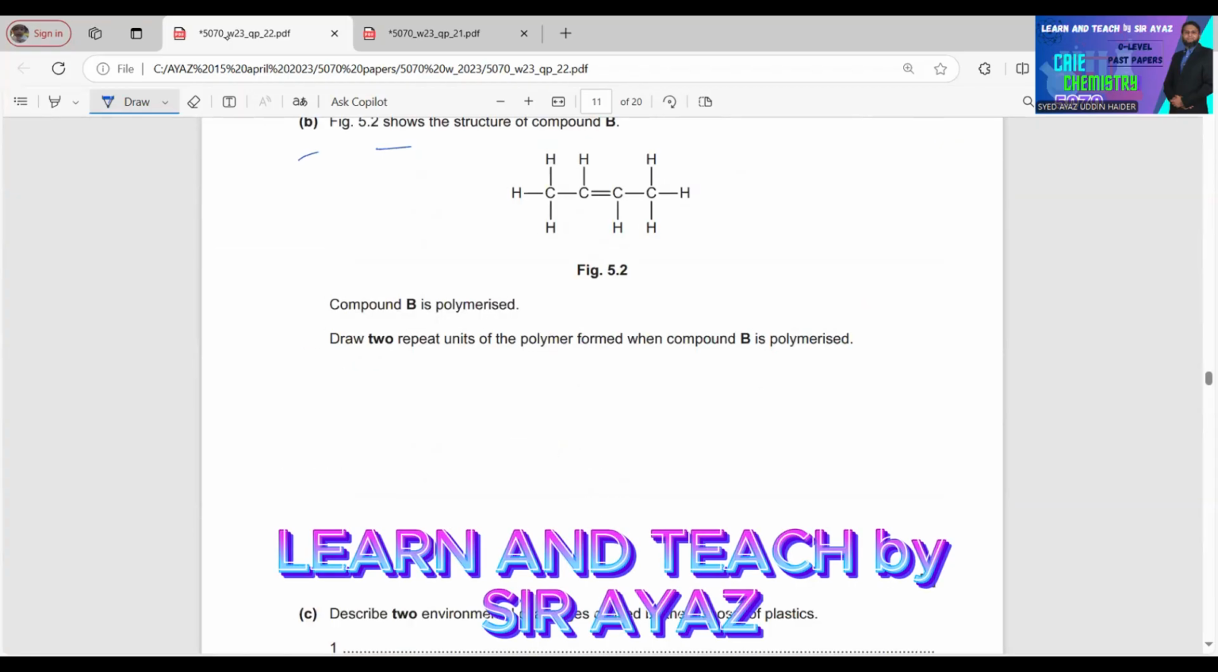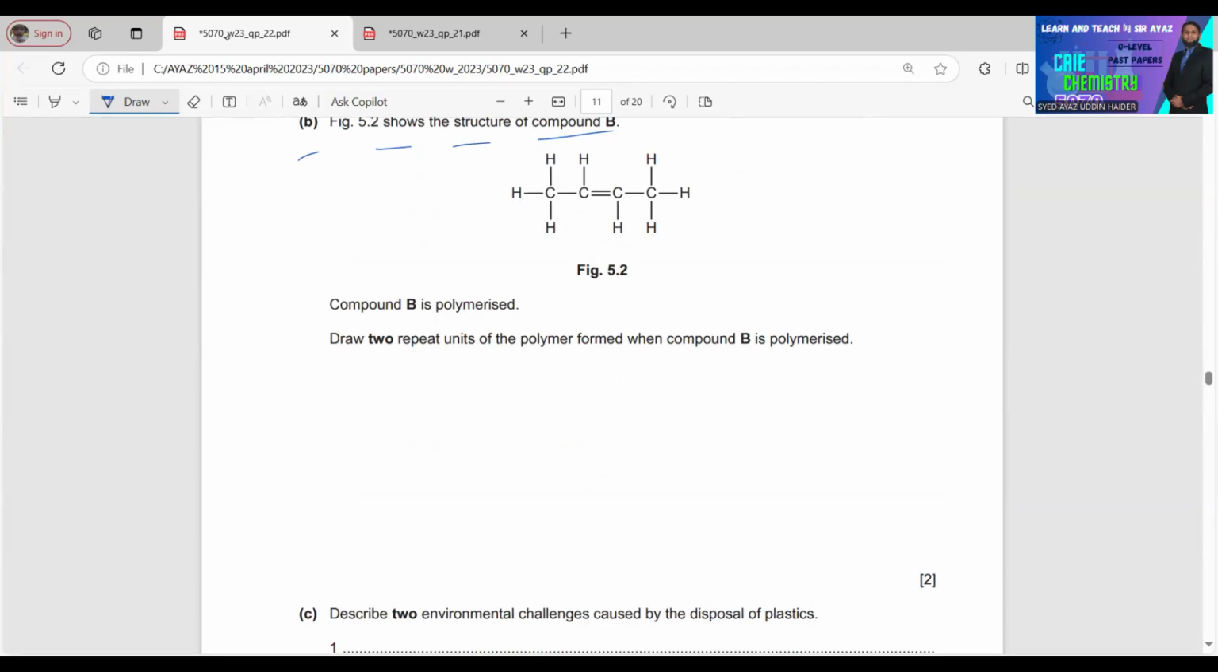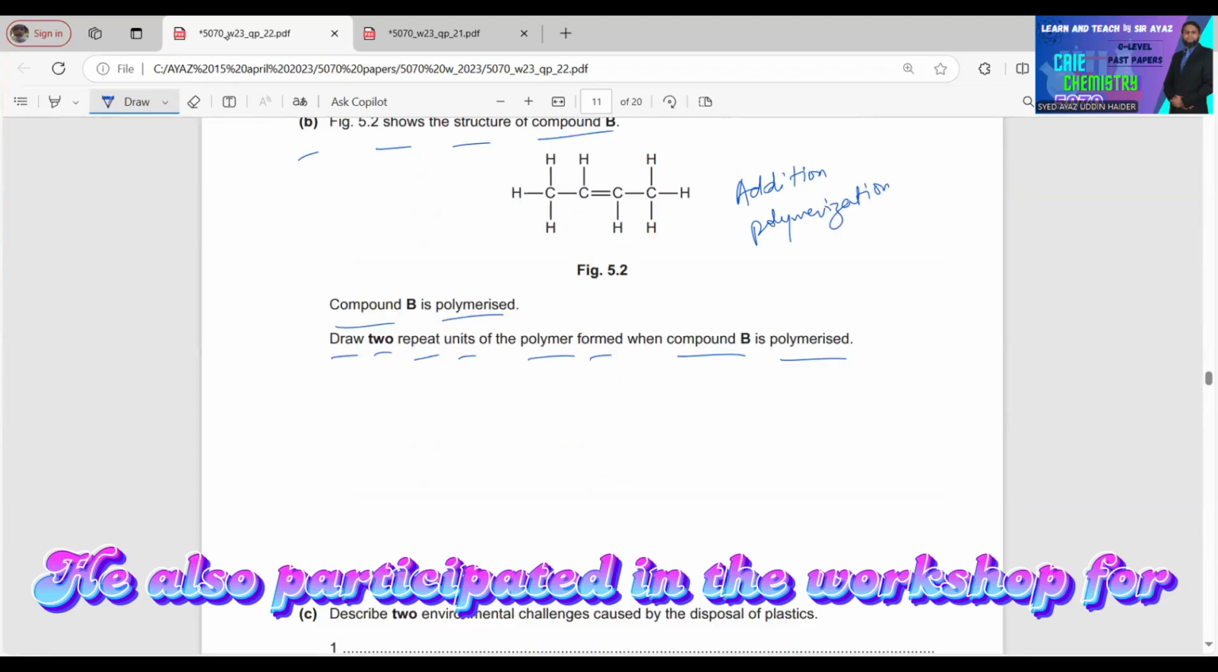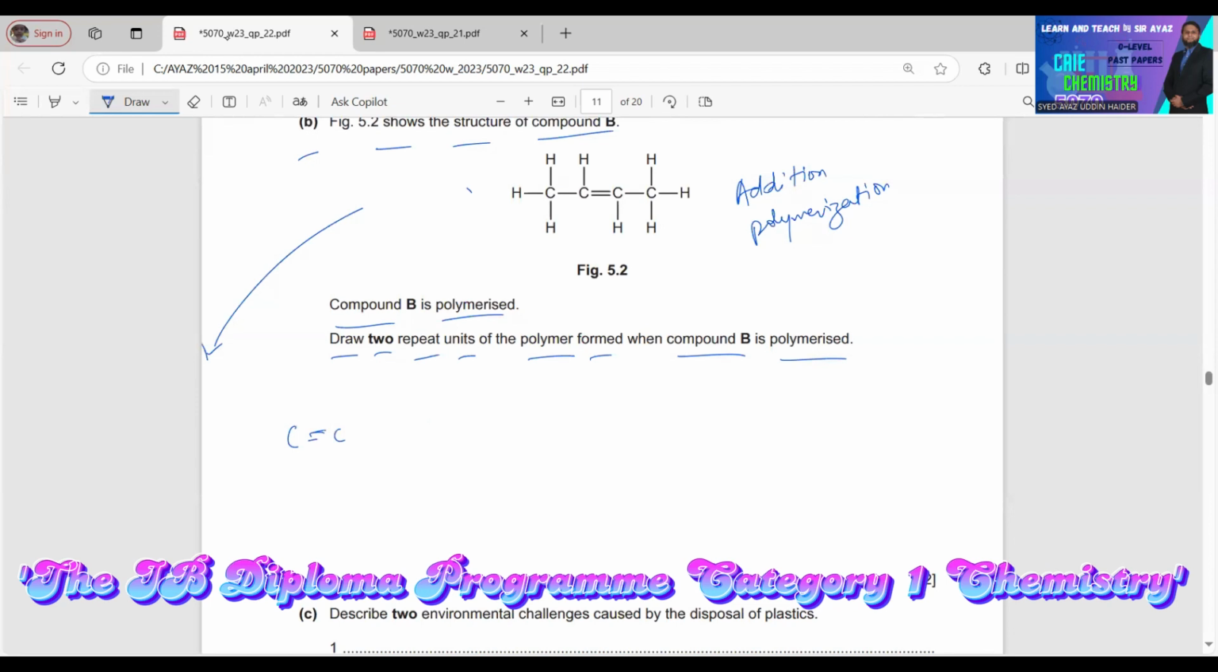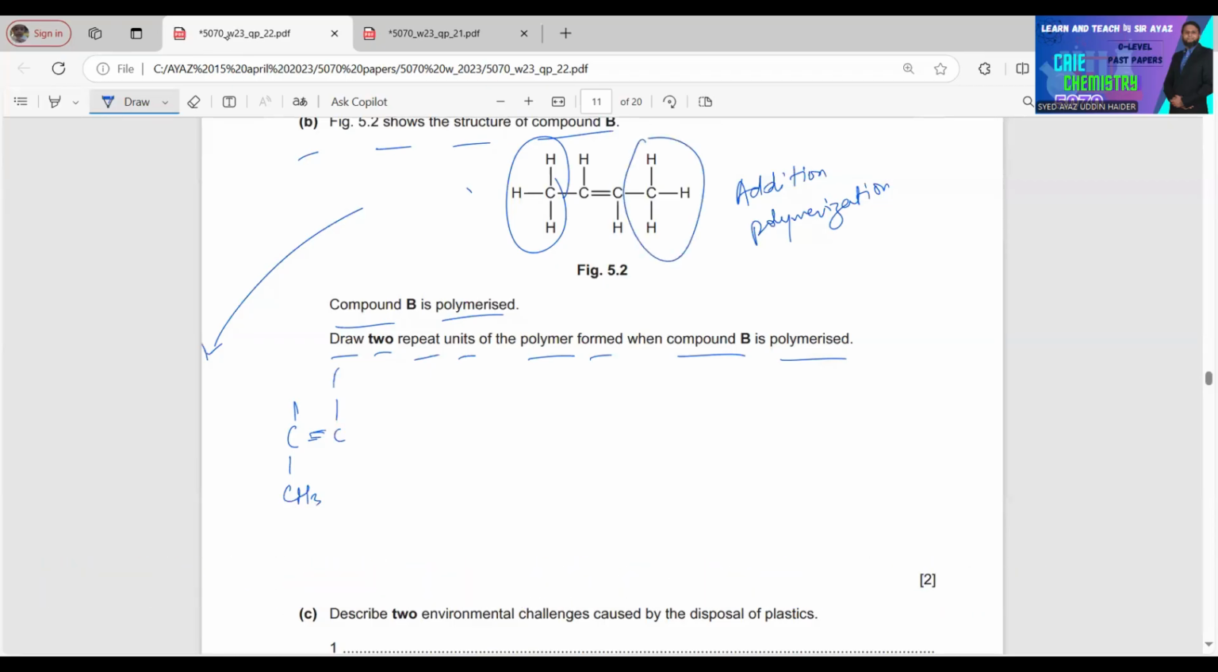Part B shows the structure of compound B. Compound B is polymerized. Draw 2 repeat units of the polymer formed when compound B is polymerized. It will definitely undergo addition polymerization. So you can draw this structure in this way first. We have C double bond C. We have CH3. This is CH3 group. So I write CH3. And this one is also CH3. One more CH3 here. And other are hydrogen atoms.